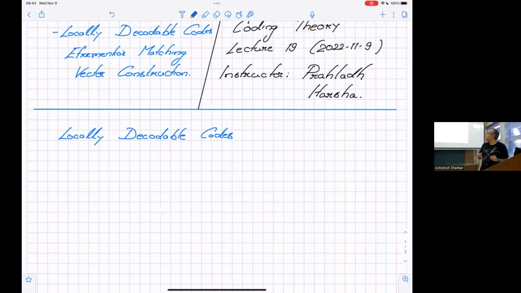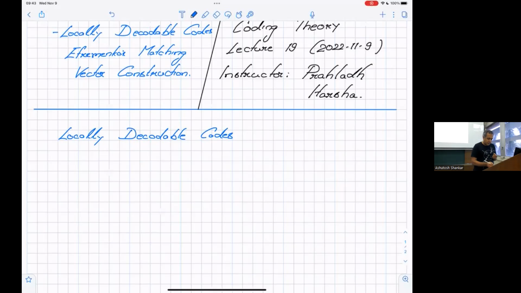So what's a locally decodable code? It's an intermediate mix. You want to be able to decode the message from possibly corrupted versions of the codeword, but you don't want to read the entire codeword to read the message. Suppose you want to read only the 10th bit of the message, then you want to read just a few locations in the received word and be able to do it.